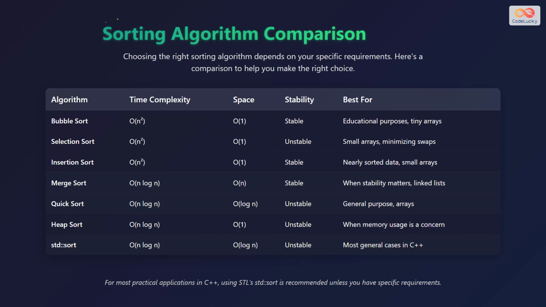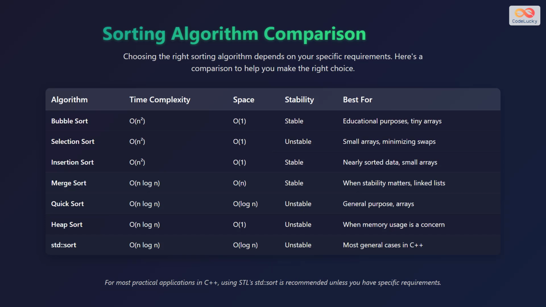Now let's do a sorting algorithm comparison. Choosing the right sorting algorithm depends on your specific requirements. Here is a comparison to help you make the right choice. Bubble sort has a time complexity of O(n^2), space complexity of O(1). It is stable and best for educational purposes and tiny arrays.